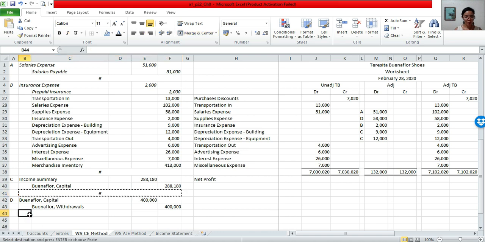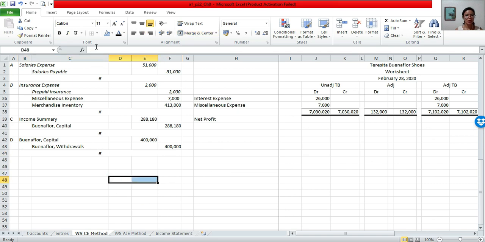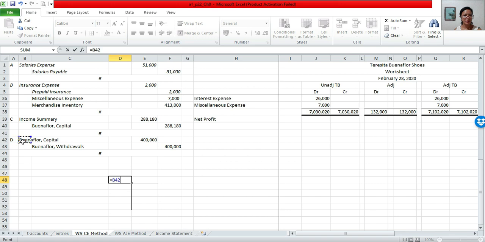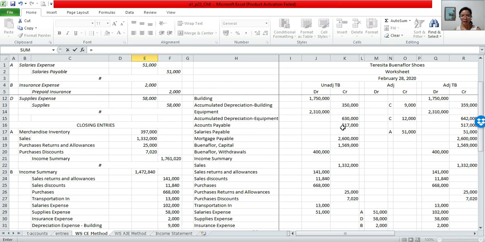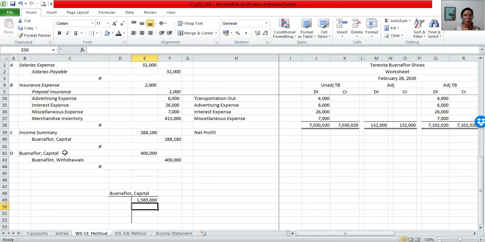So after posting all of your closing entries, if we posted all of them correctly, let's take a look at what happens to the capital account. This is Venaflor Capital. Right about here, we post. It has a beginning balance, which is a credit. A beginning balance, unadjusted, of 1,569,000, and then in our closing entries, we credited capital for the amount of the income, 288,180, and we debited it for the amount of the drawings, 400,000.